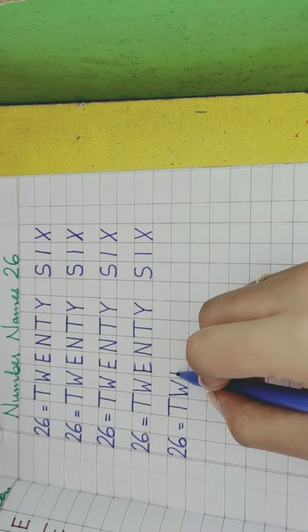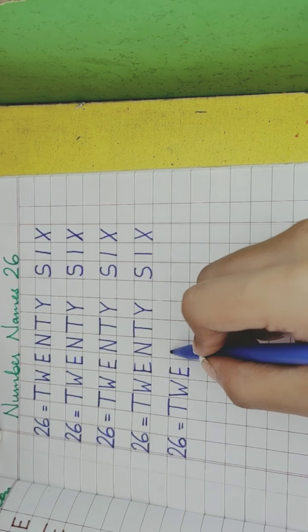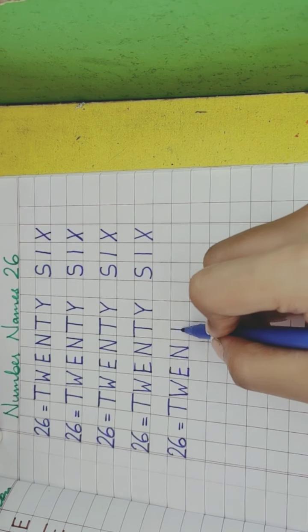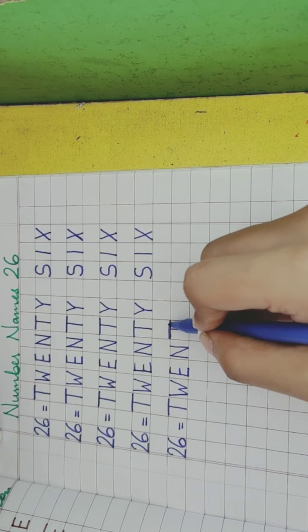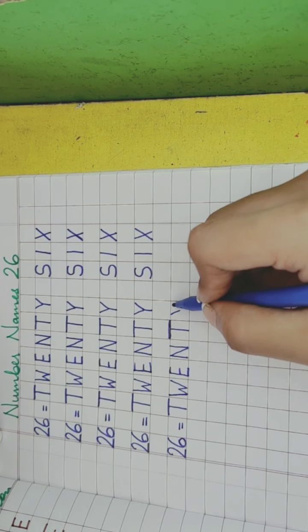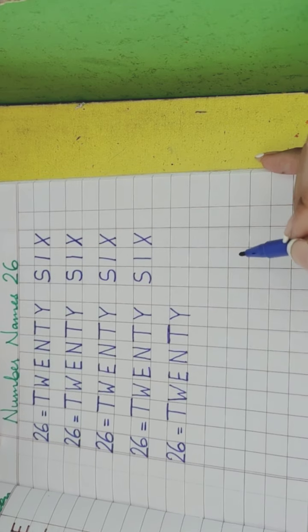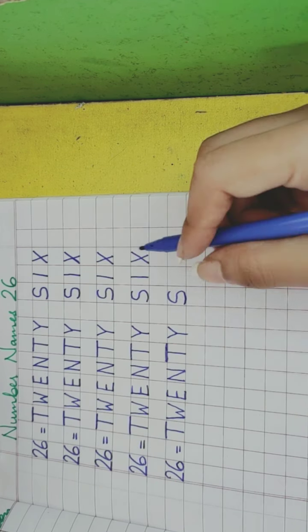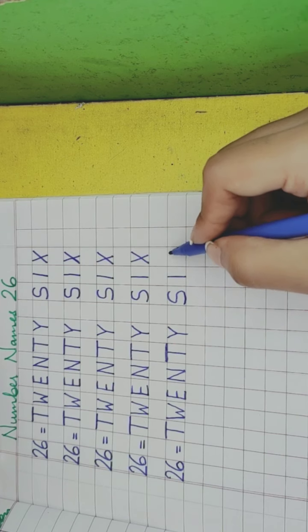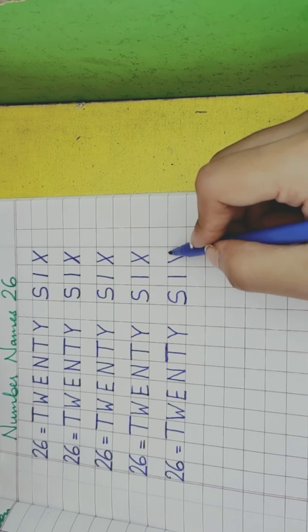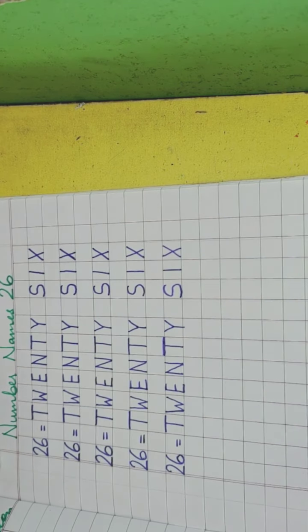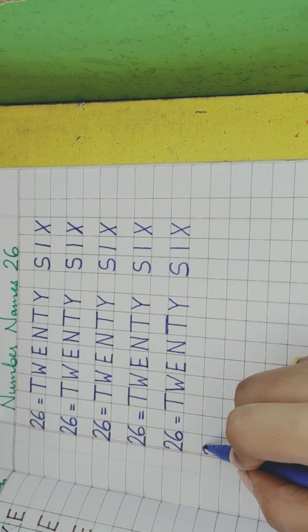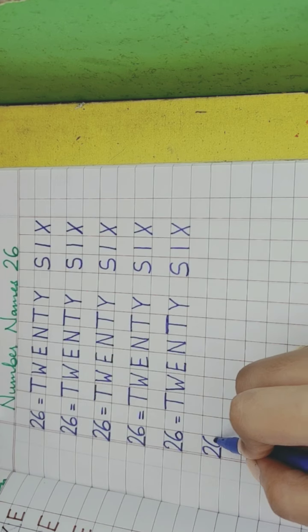W E N T Y, 20, S I X, 6, 26. Again repeat. 26, 26.